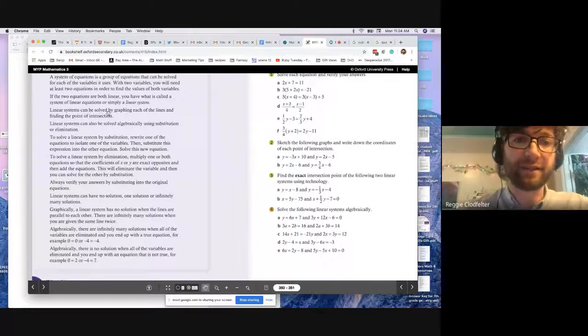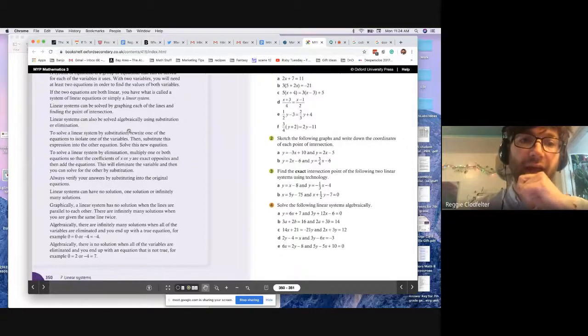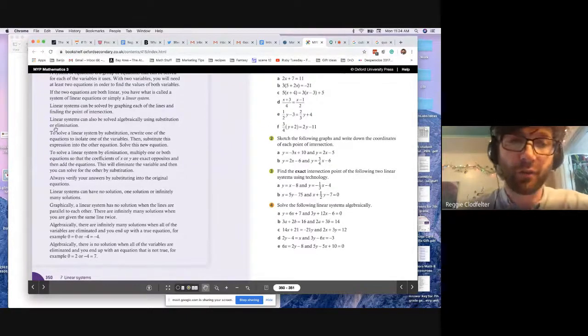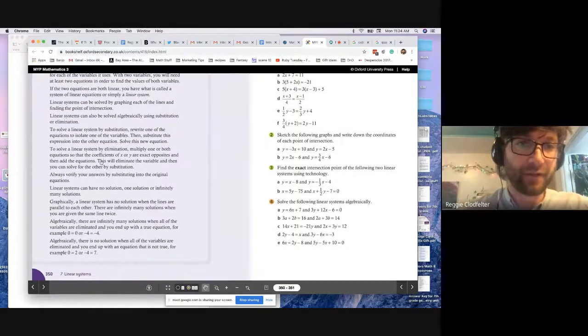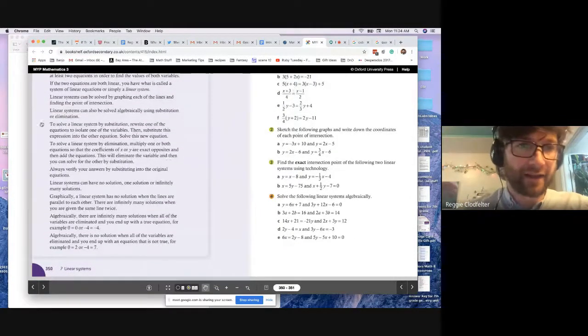Linear systems can be solved by graphing each of the lines and finding the point of intersection. They can be solved algebraically using substitution or elimination. We're going to learn how to do that this unit. I'm not going to tell you how to do it with substitution or elimination right now, because we're going to get to that later. I don't want to overwhelm you. You can always verify your answers by substituting into the original equations. If that doesn't make sense, don't worry, I'm going to show you how to do it right now.